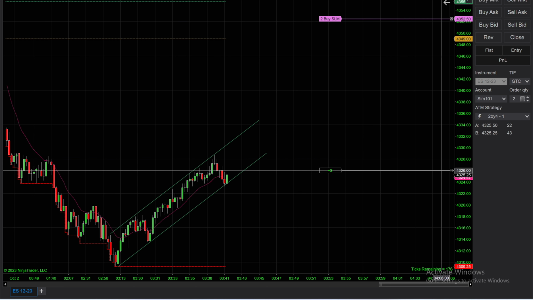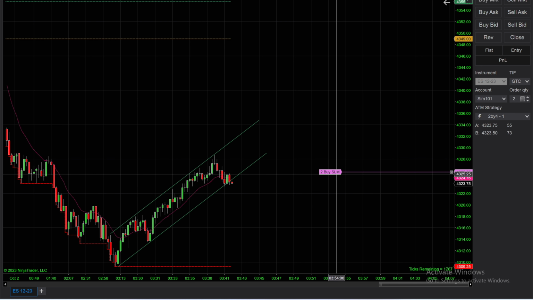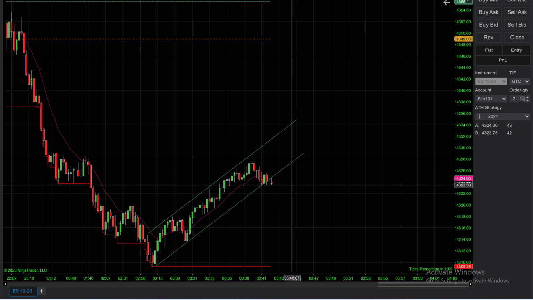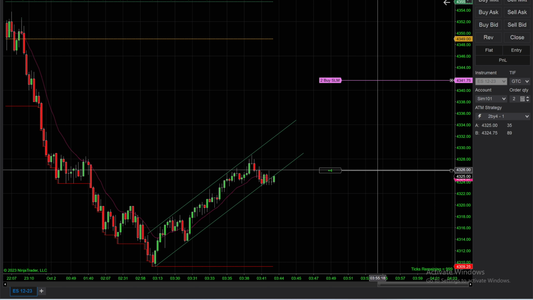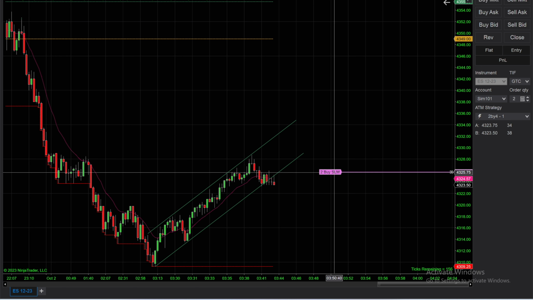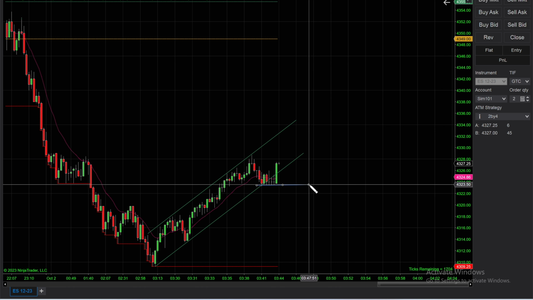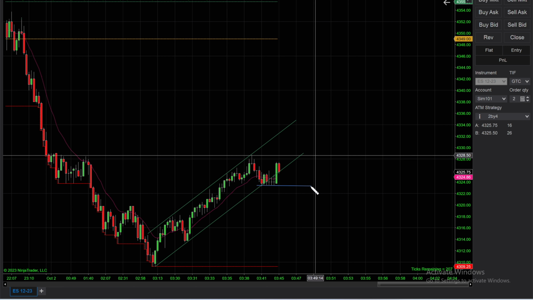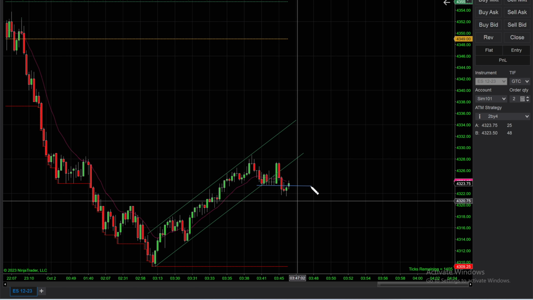I'm not going to sit here and complain about it, but you can see it started forming this channel. We started off with a break going low, and it looks like it faded out that downtrend channel, and then started reversing, making a new kind of uptrend. I noticed some resistance here.